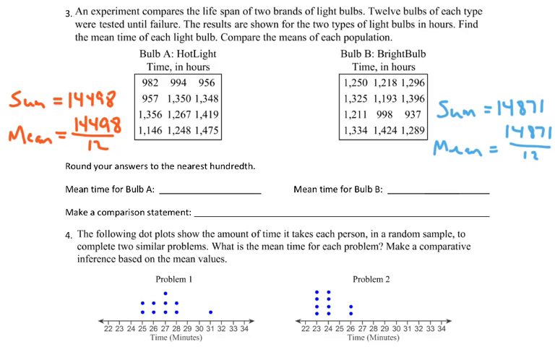If you read the directions, it says to round each answer to the nearest hundredth. So you can see that I got a sum for bulb A of 14,498. There are 12 numbers there, so you divide that by 12. And if you round, you get 1,208.17 hours.